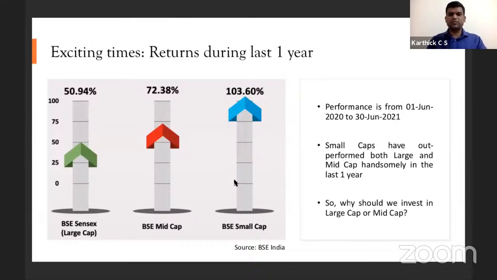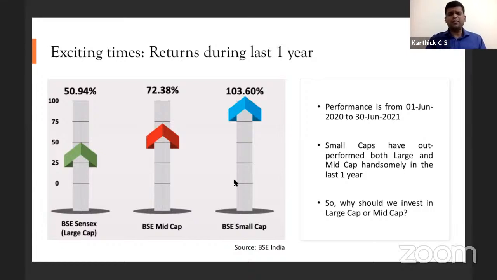Now, when we think of large, mid, and small, the last 1 year performance is something which many of us really can't digest. It has already happened. In the preceding 1 year, from 1st July 2020 till 30th June 2021, small caps have given almost about 104%, and large cap has given about 51%. Which means small caps have beaten the large cap index by almost double. It is more than double.